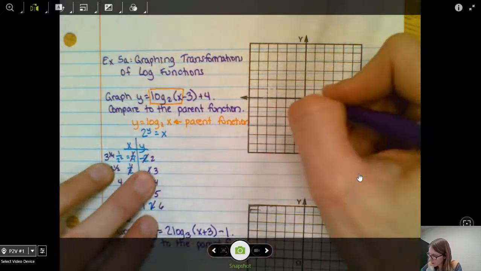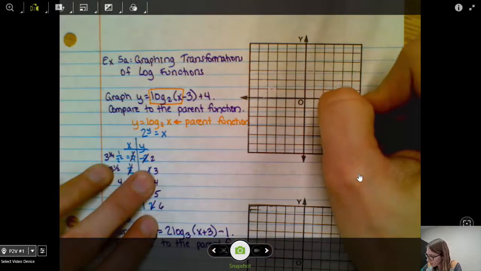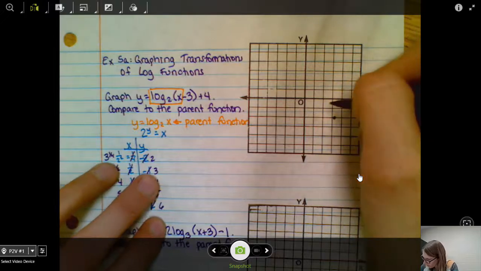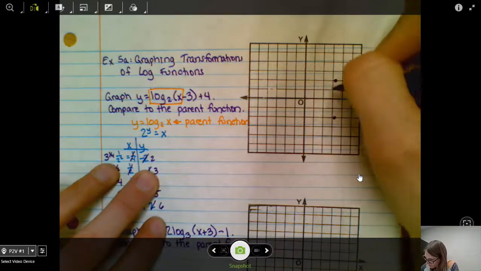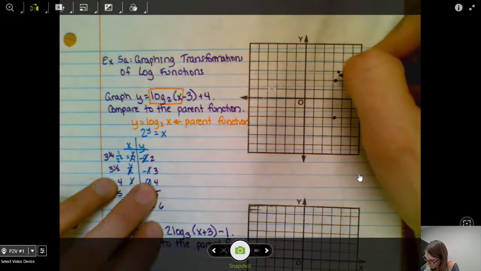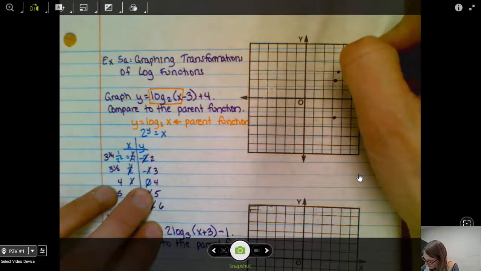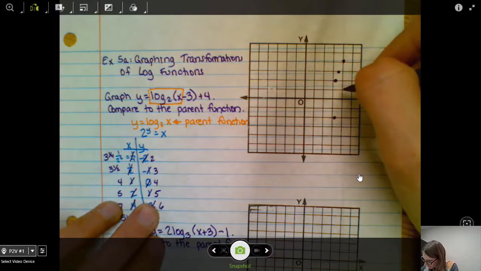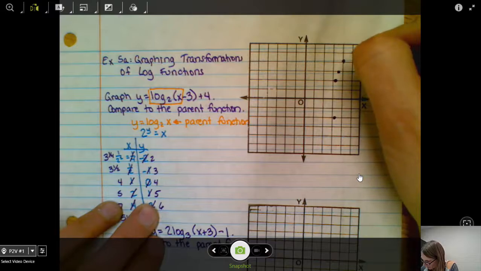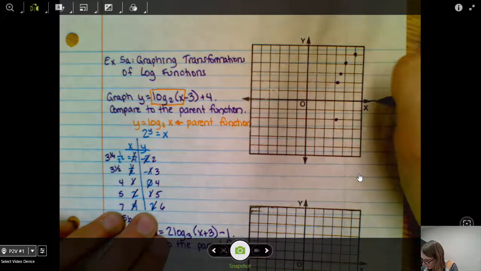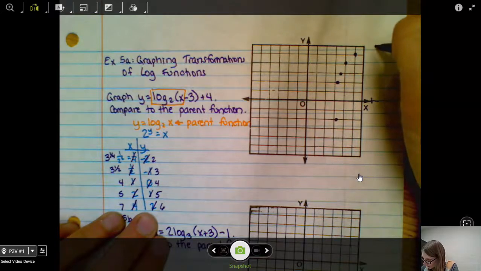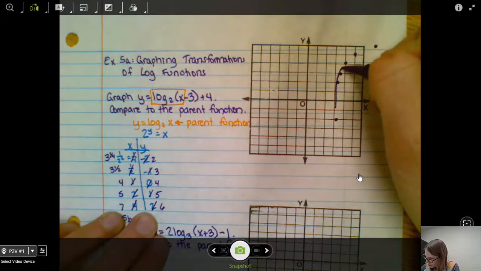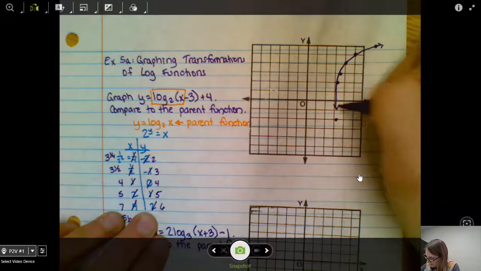So 3 1/4, -2 would be somewhere around here. 3 1/2. Oh shoot, 3 1/4, 2 is up here. 3 1/2, 3. 4, 4. 5, 5. And then 7, 6 would be up here. Okay, so then we connect our dots. And this is what our graph looks like.